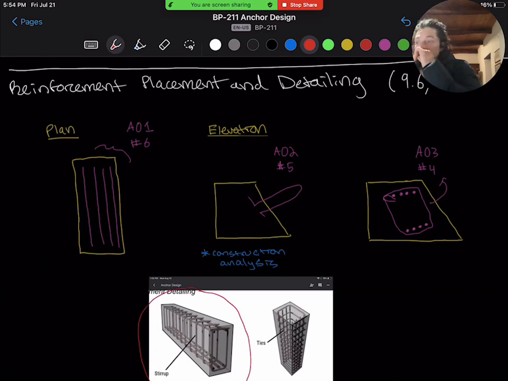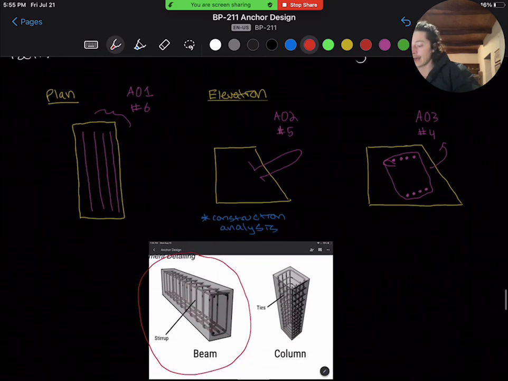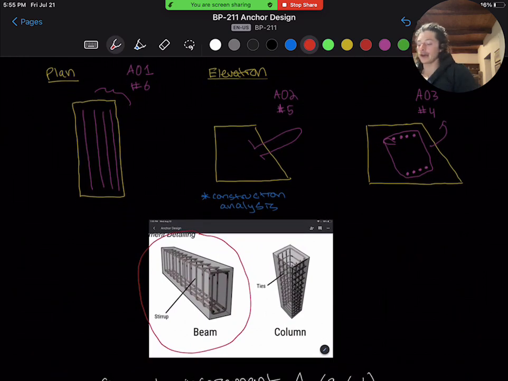Chapter 9, sections 9.6 and 9.7 provide information on reinforcement limits and detailing for beams. And I have circled this here just to show that we're in a beam condition, so we're going to be referring to our ties or our shear reinforcement as stirrups instead of as ties, which we would refer to them as if they were in a column.